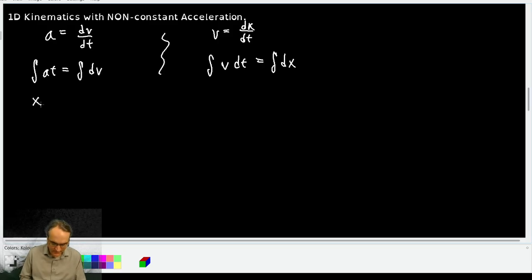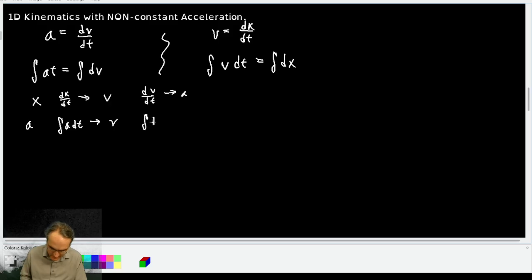If you happen to be given the position, you can do dx dt and get the velocity, and you can do dv dt and get the acceleration. If you're given the acceleration, then you can integrate over acceleration dt and get the velocity, and then integrate velocity dt and get your position. So you can go back and forth. If you're given the velocity, you can take the derivative and get the acceleration and then integrate it and get the position.